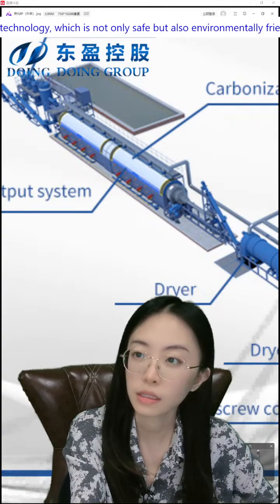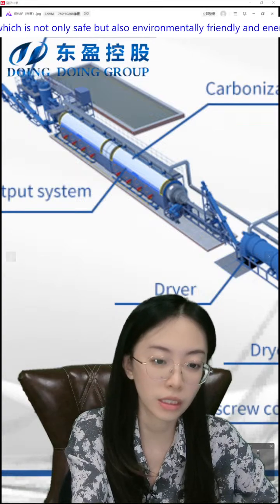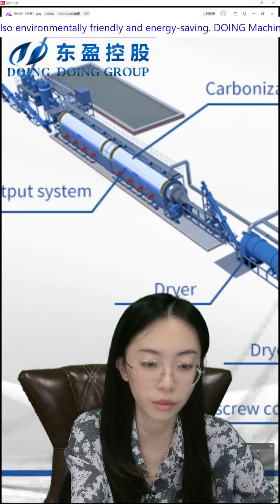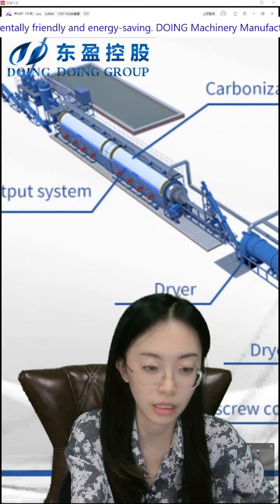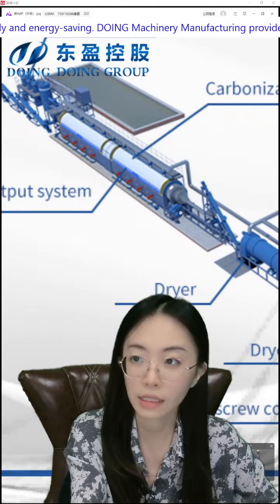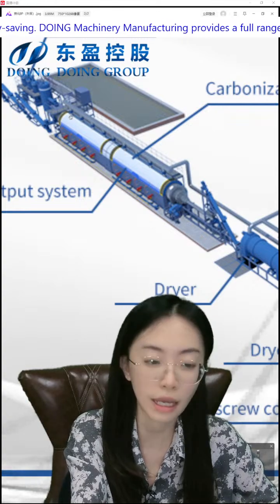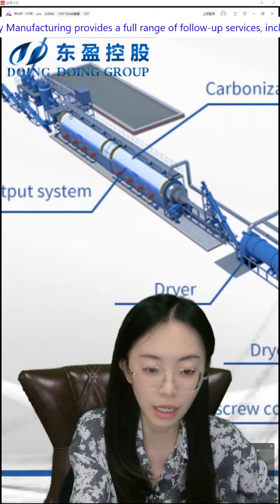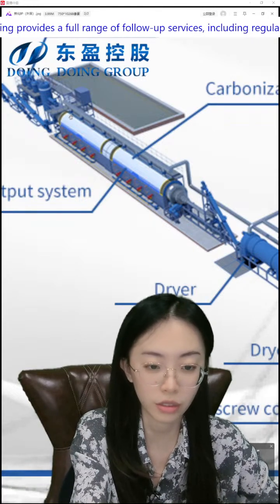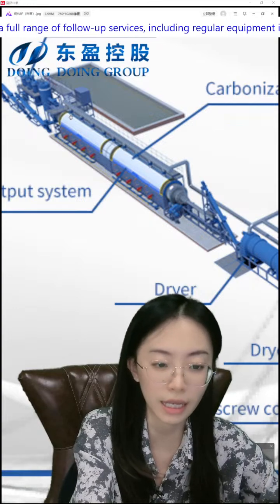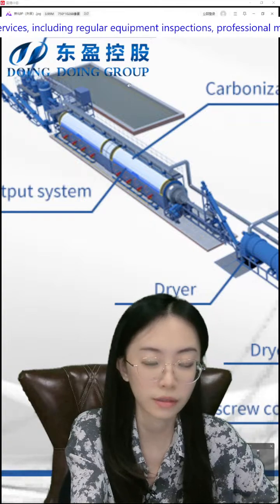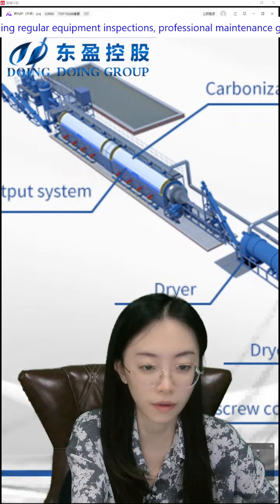And the different design: the carbonization system has a strict environment, so we need to put it in a sealed environment. The inlet here and the outlet here are also a sealed design, because the carbonization cannot contact with the oxygen, otherwise it may catch fire. So we need a sealed environment.